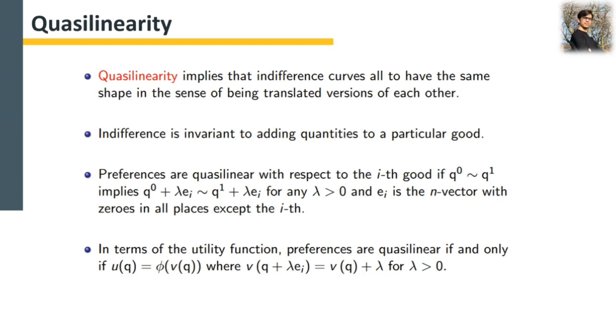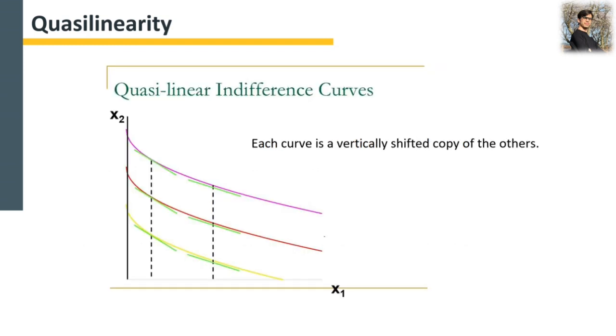In terms of the utility function, preferences are quasi-linear if and only if utility of Q is equal to some function phi of V of Q, where V of Q plus lambda e_i is equal to V of Q plus lambda for all lambda greater than 0. Here is the visualization of quasi-linear indifference curves, where each curve is a vertically shifted copy of another one.